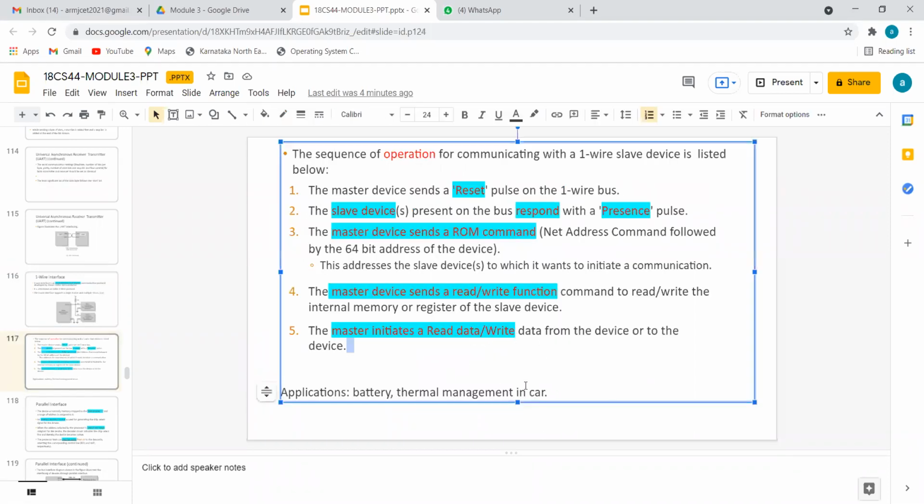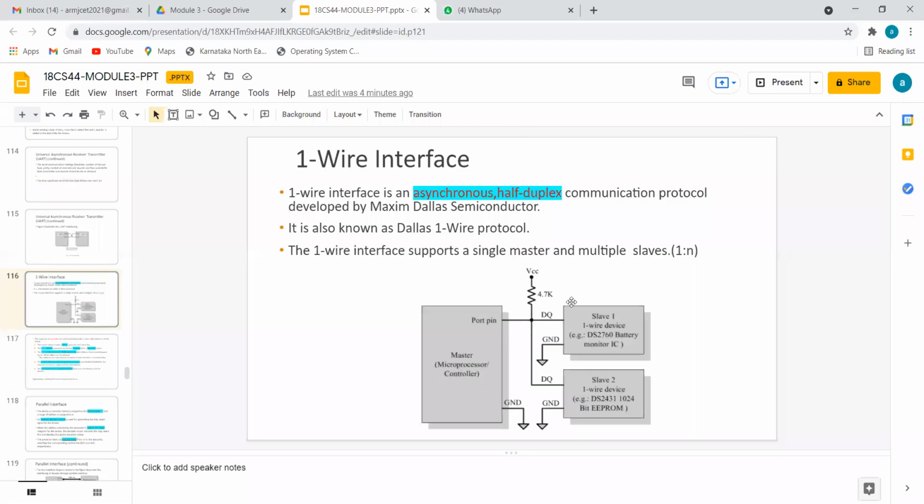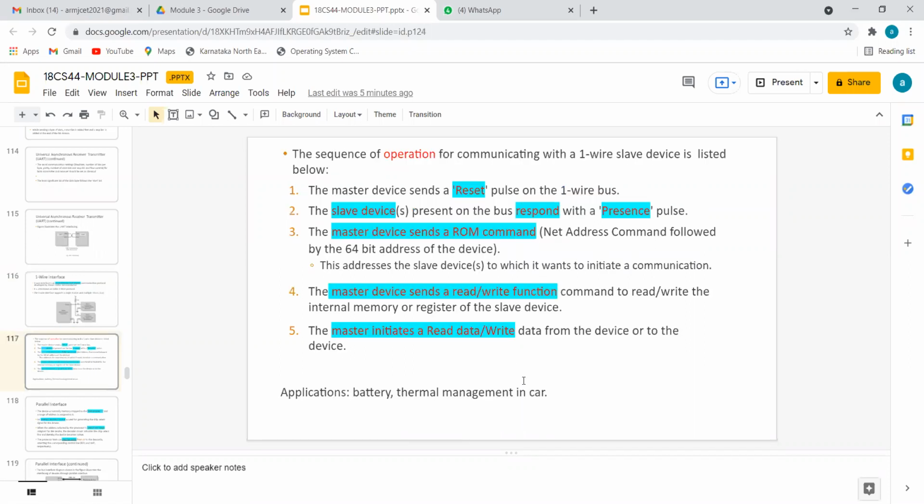Since there is only one wire, a possibility of damage is there, a possibility of data collision is there, and a possibility of wrong data capture and data loss. So it is not used in very important data transmission protocols. It is used in small or minimal applications like battery information.